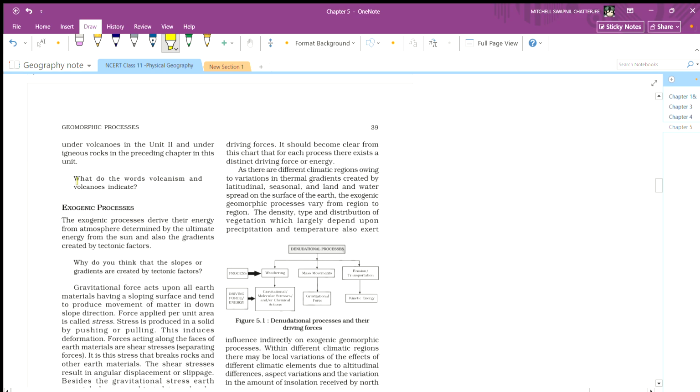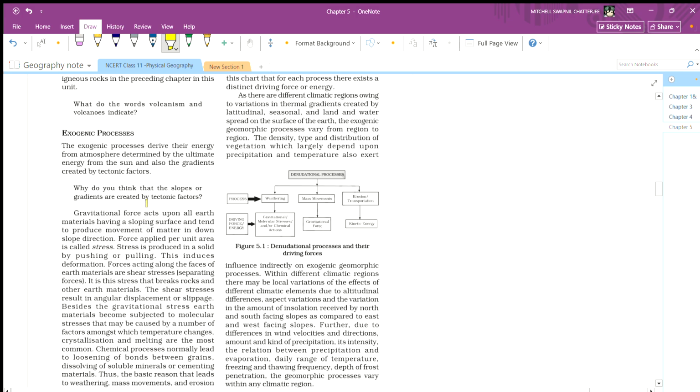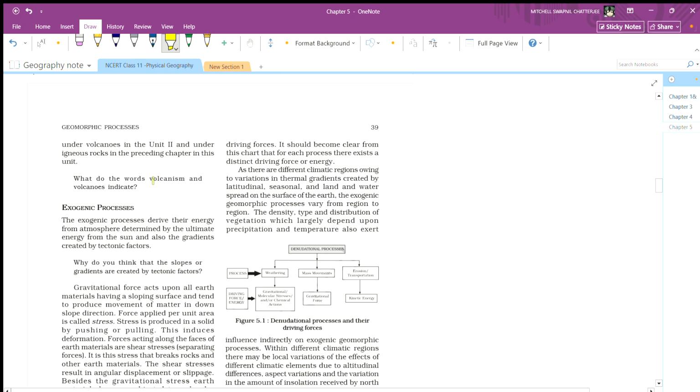So what do the words volcanism and volcano indicate? Volcanism is a process of how a volcano works, how magma comes out. This is the mountain in its volcano state, basically.